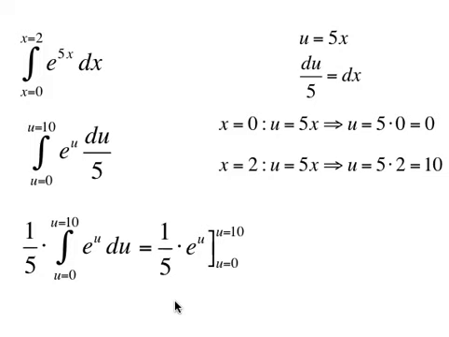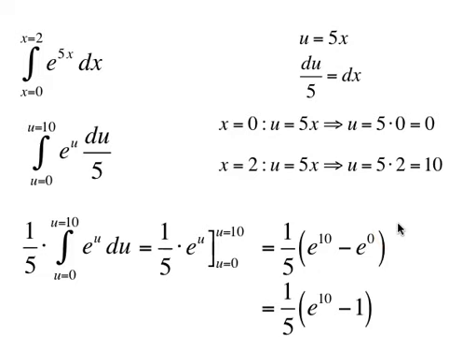So we have 1/5 times e to the u as u ranges from 0 to 10. Plug in the endpoints and subtract. 1/5 e to the 10th minus 1/5 e to the 0, or factoring it out, 1/5 times e to the 10th minus e to the 0. And of course, what is e to the 0? e to the 0 is just 1. So we get 1/5 times e to the 10 minus 1. And that will conclude this lesson.